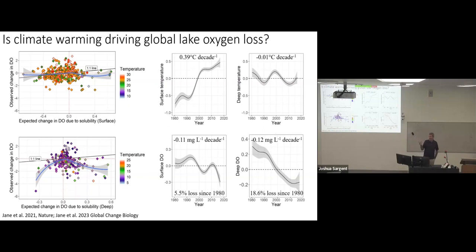Percentages can hide something really important, which is that the rate of dissolved oxygen decline is actually fairly similar to surface waters. But it's a much larger percentage because hypolimnetic waters often start out at very low DO concentrations to begin with. Our median dissolved oxygen concentration at the beginning of the period was something like 3 to 4 milligrams per liter. And so when we're losing even a small amount of that, it's a relatively large percentage.